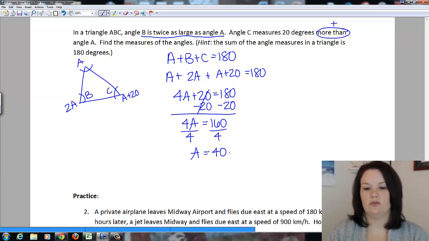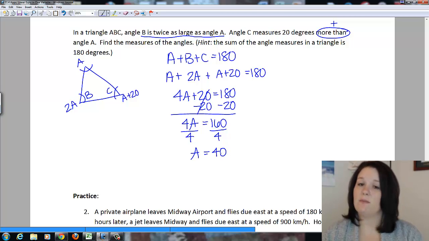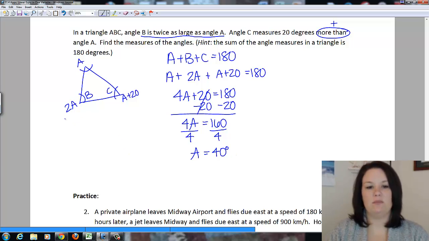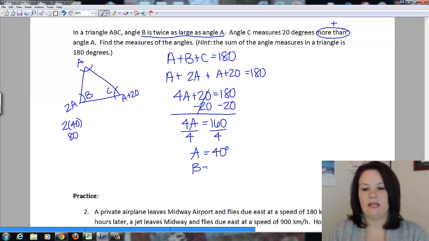Now, A represents the measure of angle A. So that means that A is 40 degrees, and then all I have to do is plug back into the others to figure out the other ones. B is twice A. So if I do 2 times 40, that gives me 80. So angle B is 80 degrees. And for angle C, I take A's angle and add 20. So 40 plus 20 gives me 60, which means C is 60 degrees.